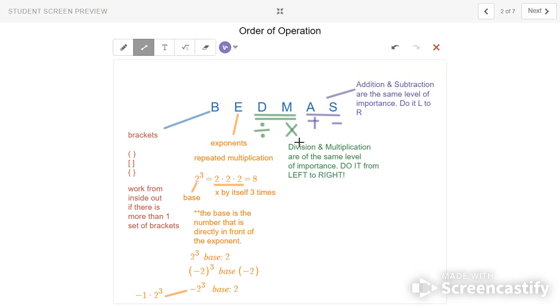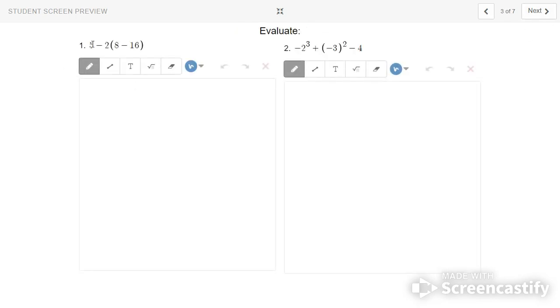Okay, so with that in mind, let's try some examples. 5 minus 2 bracket 8 minus 16. We know that we have to do brackets first. So in our next row, I'm just going to simplify the brackets. Everything else I'm rewriting. Now the brackets, 8 take away 16, that's negative 8.